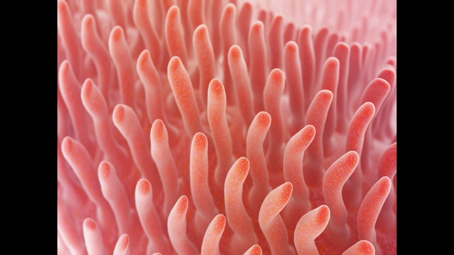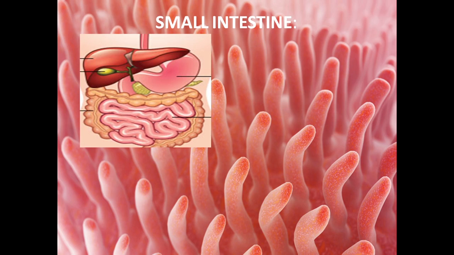Now we'll move to the next part, that is the small intestine. From the stomach, the food is now going into the small intestine. We'll see this diagram first. Here this red colored structure is the liver. Then you can see the stomach here, then the pancreas, this green colored one. Then we have the highly coiled structure called the small intestine. Now we'll see what secretions are present there.